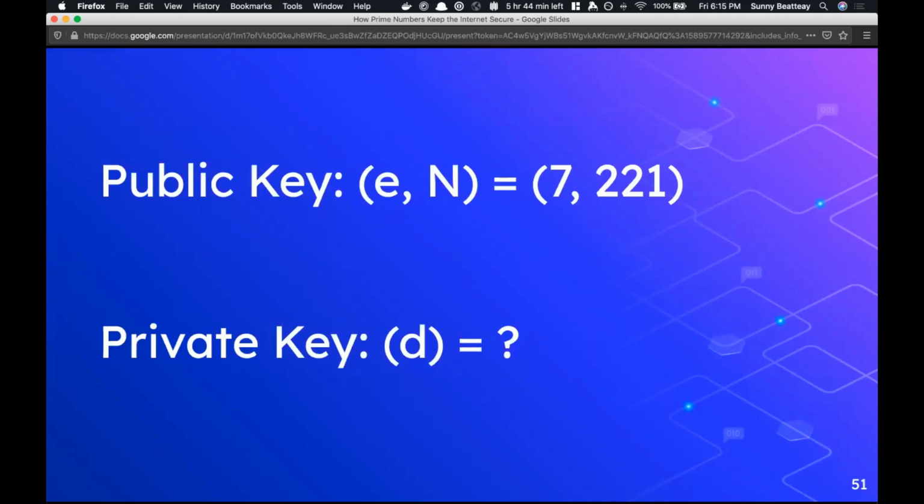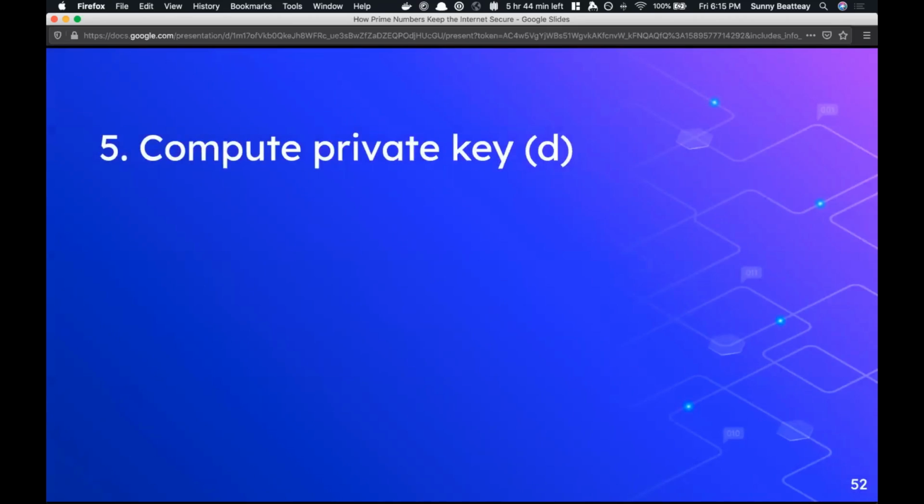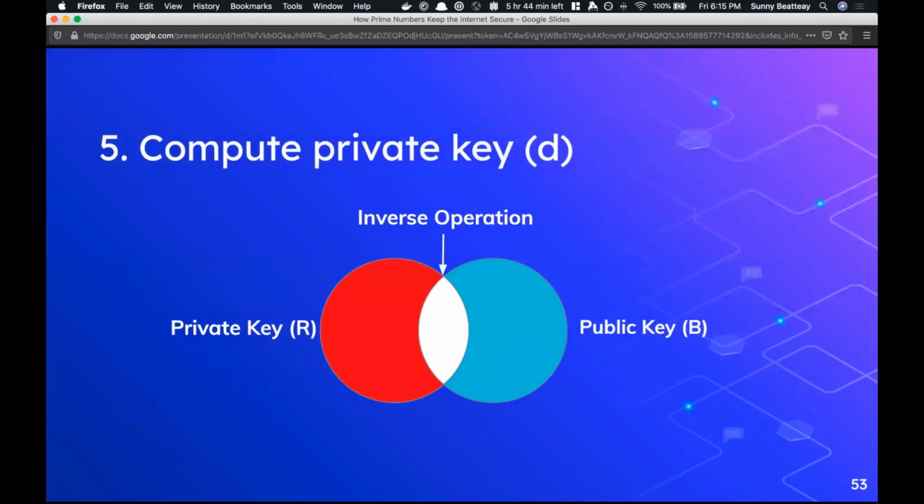That leaves us with our private key. How do we get the private key? That's the last step of this process. If you remember back in the color example, I mentioned the private key and the public key are the inverse of one another. If you use them together, they essentially cancel each other out. We know what the public key is. It's 221 and 7. So that leaves us with trying to figure out what the private key is. And we know that has to be the inverse of these numbers.